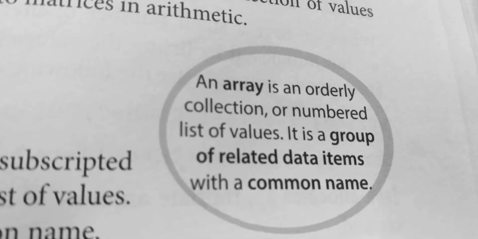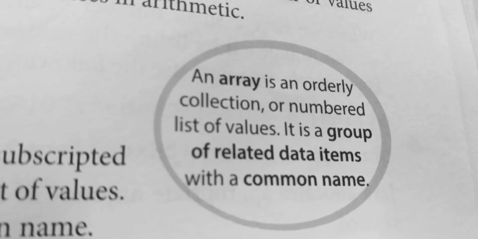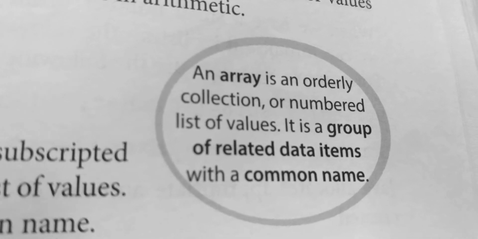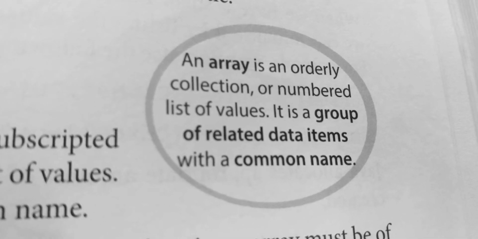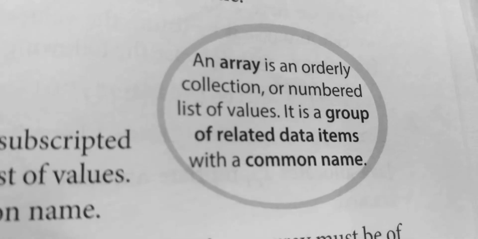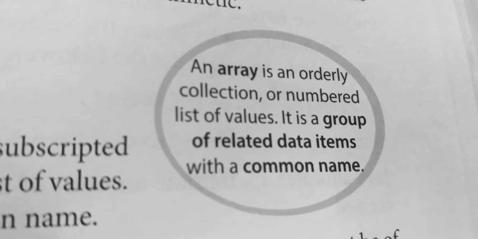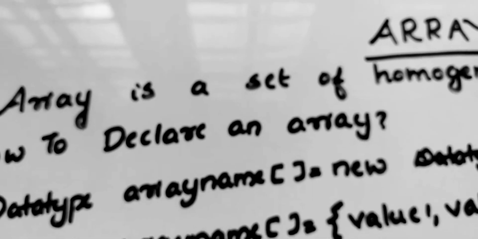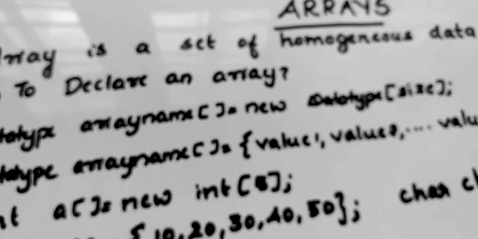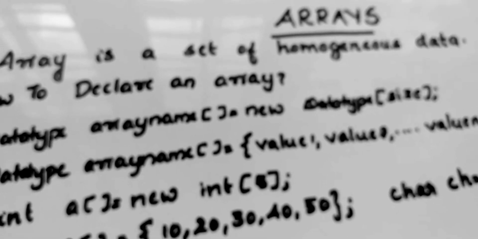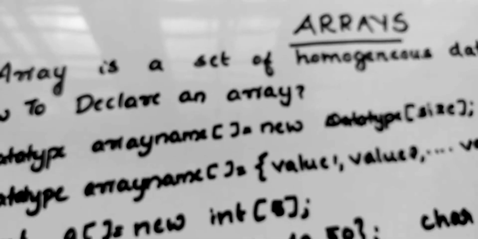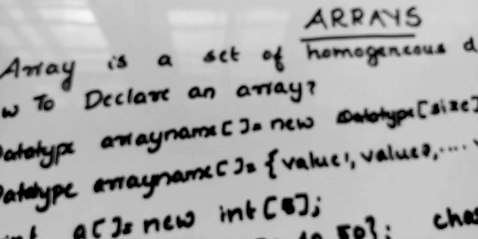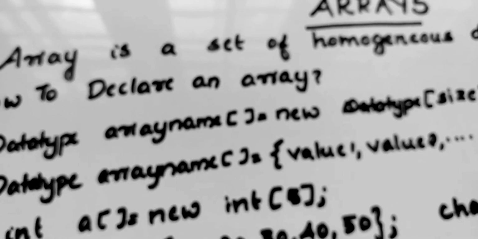So, this is the definition of an array. An array is an orderly collection or numbered list of values. It is a group of related data items with a common name. So, this is an array. Simply, we can say an array is a set of homogeneous data. That is, an array is a set of similar data values. We can store similar type of data in an array.